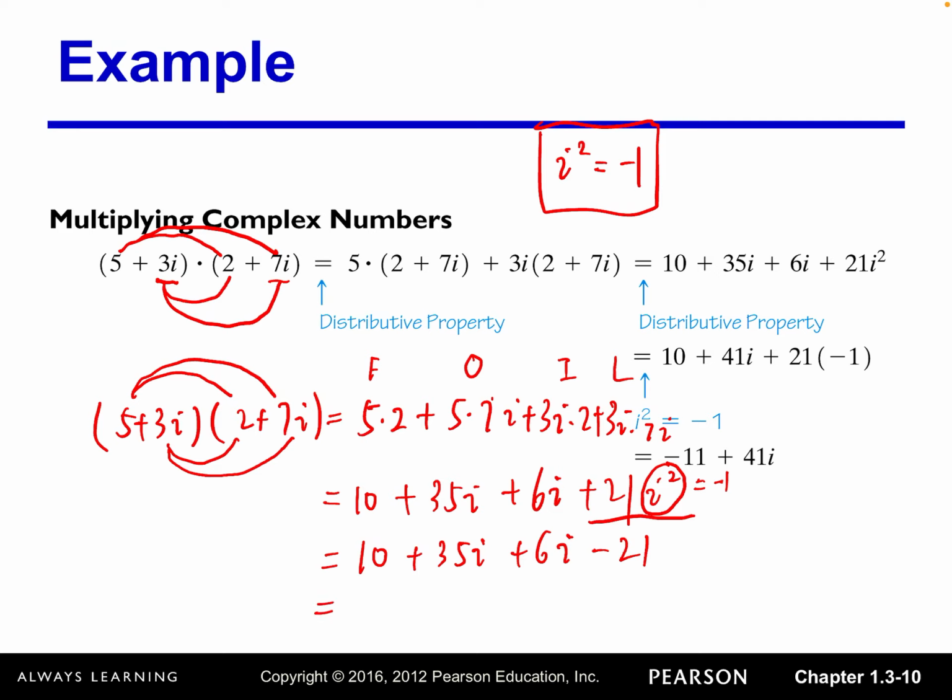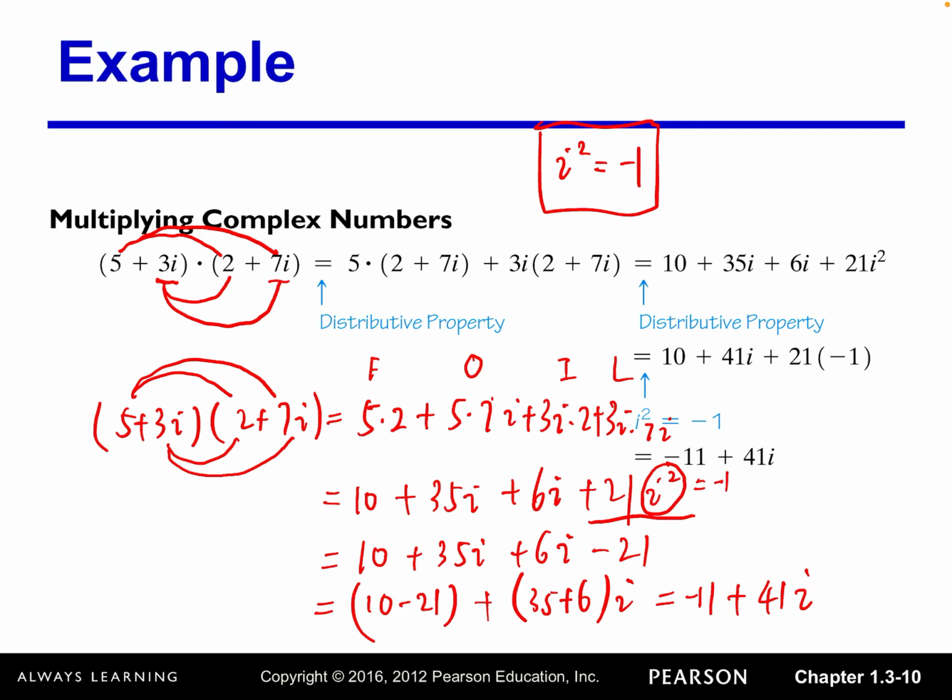So now we have a real part combined. 10 minus 21, that's real part. And then 35 plus 6, that's imaginary part, followed by I. And then final simplify. 10 minus 21, that's negative 11. And then 35 plus 6, that's 41i. Okay, that's how we got the answer, which is the same as book.